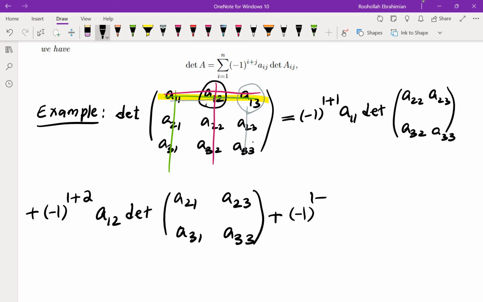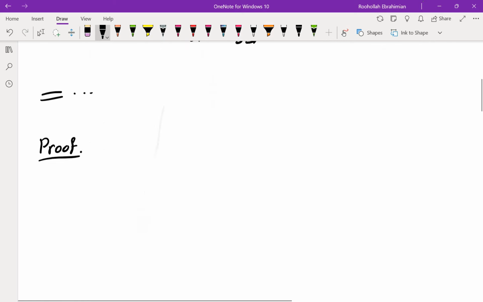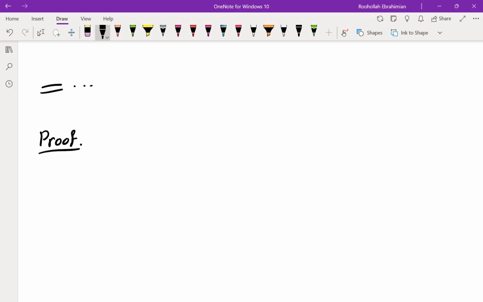Now we're going to eliminate this row and this column. (-1) to the power of first row, third column, A13, and then we're left with a 2 by 2 determinant: A21, A22, A31, A32. After evaluating the determinants of the 2 by 2 determinants, we'll be able to evaluate this 3 by 3 determinant. Now, why is this true and why does this work?